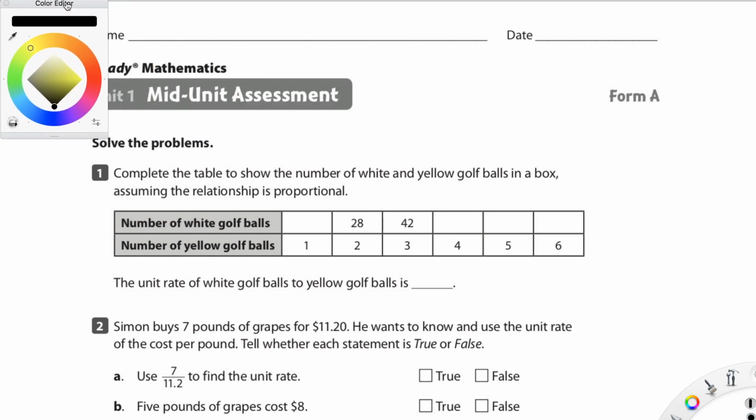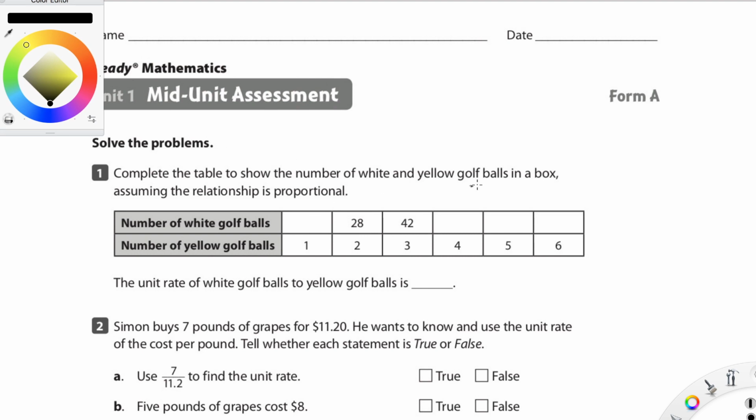it says, complete the table to show the number of white and yellow golf balls in a box, assuming the relationship is proportional. Whenever it says assuming the relationship is proportional, it just means that if you're skip counting by ones, 1, 2, 3, 4, 5, 6, up here they're going to skip count by a different number, but they're going to go in order as well. So it's just a fancy way of saying the patterns will stay the same if they keep going.